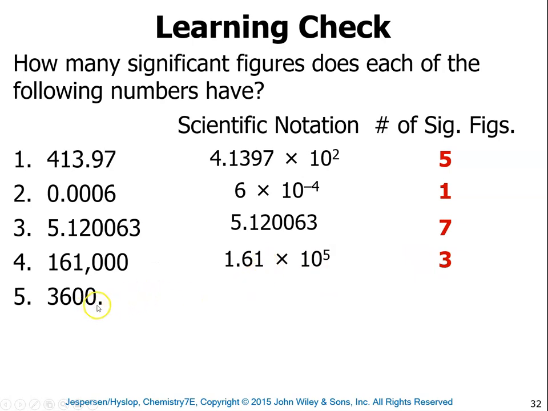And finally, this one, we do have a decimal place here, so we're going to count all 4 of these. I'm going to also convert this into scientific notation by moving this 1, 2, 3 to 3.600. Again, because we have that decimal place, it's telling us all of those are significant. And so we're going to count all 4 of those digits as significant.